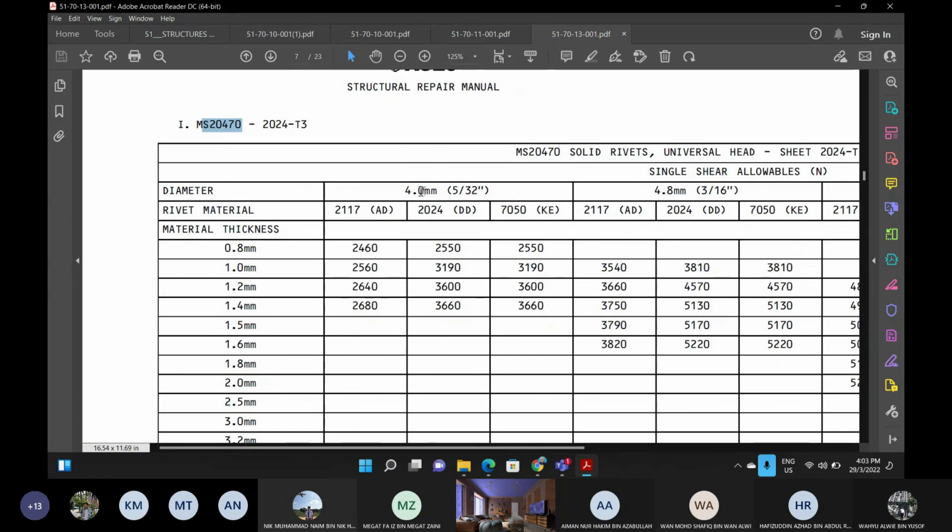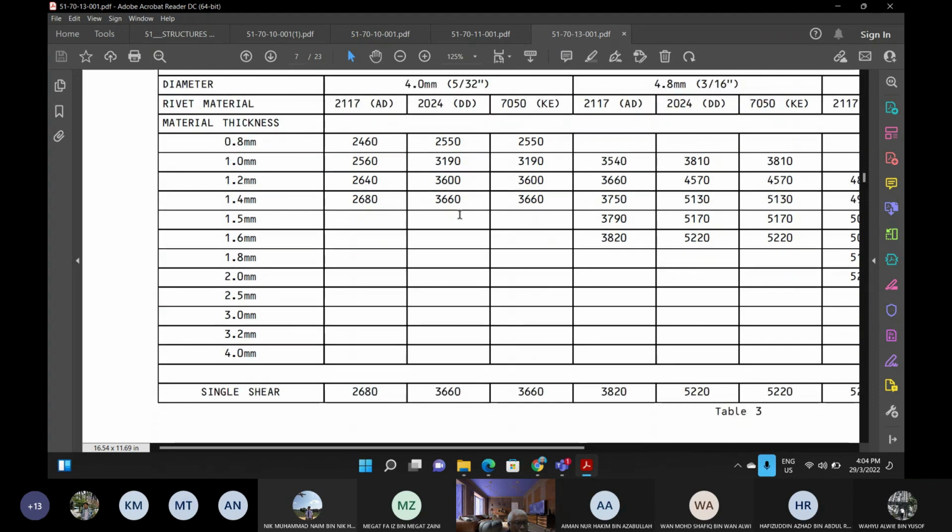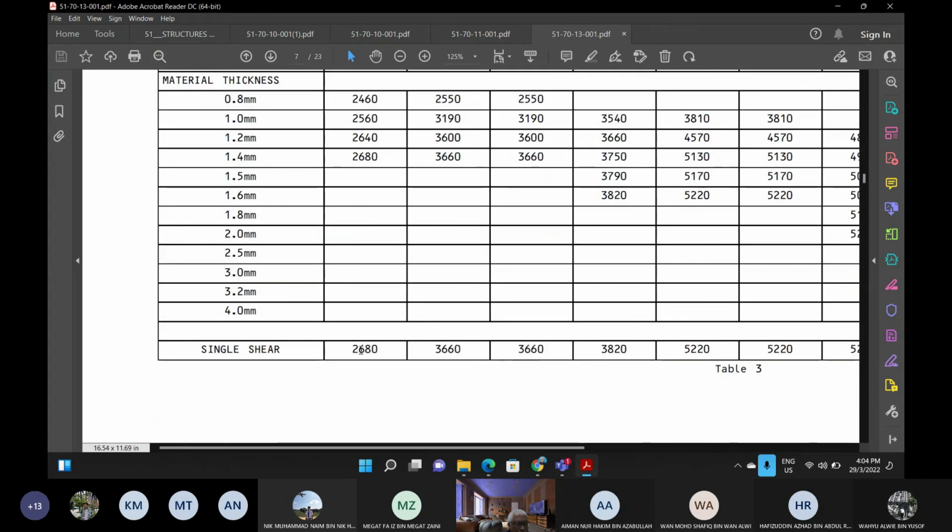So 4mm rivets. If you're talking about AD rivets, if you are working on 1.4 mm thick material, you'll consider load only 2680. And if you're working on 1.8 very thin material, you only consider 2460. You go higher than this, the skin already fails. So it's not the actual shear strength of the rivet, it's a failure of the joint, the failure of the skin. The actual strength is 2680. For DD, actual rivet shear is 3660, it's maximum single shear.